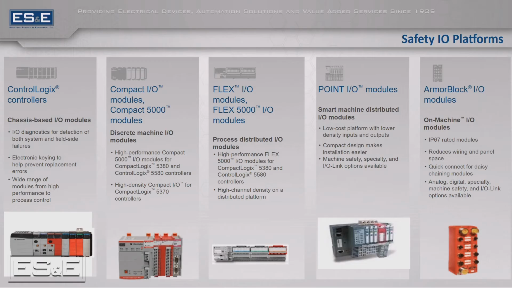They have the 1756 ControlLogix platform that now allows you to use local IO. They have the 5069 CompactLogix safety IO that is local or remote. You have the 5094 Flex 5000 safety IO, which is made for distributed applications. And then you have the Point IO, which is the safety IO that Paul had in his demonstration. The Point IO has been around the longest as far as safety goes. And then the fifth option for IO on Rockwell is the ArmorBlock.